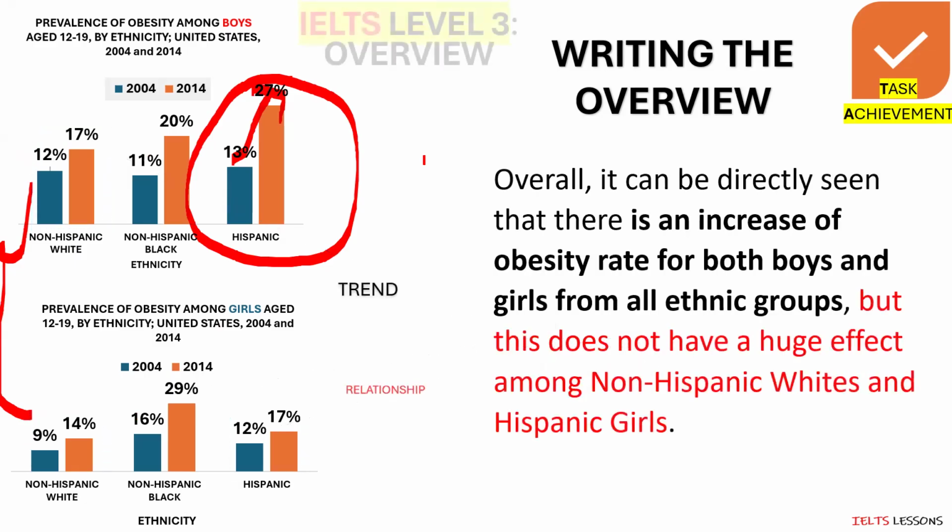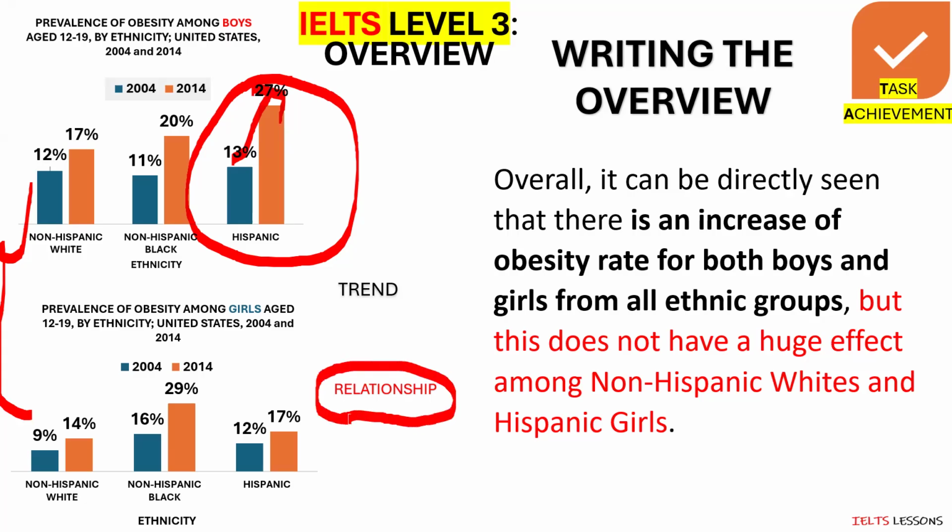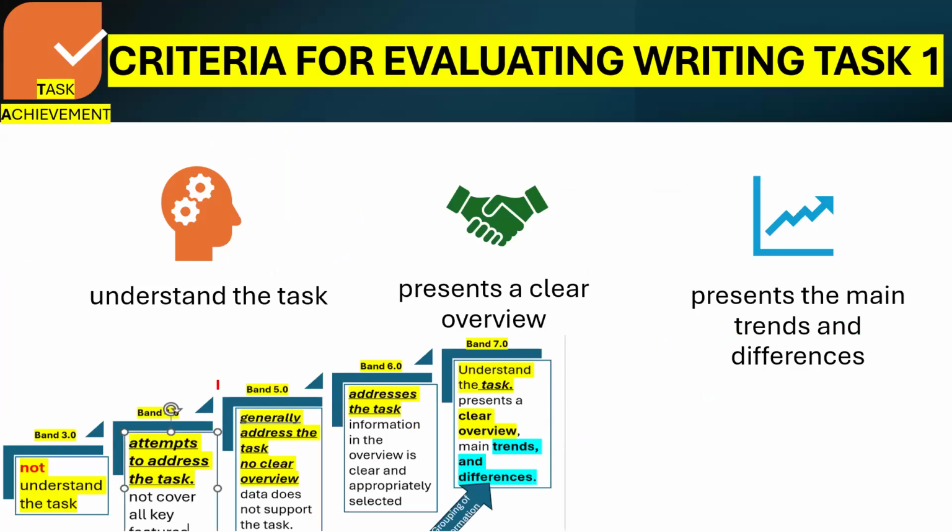Okay, so that is why in our overview, we can say overall, it can be clearly seen that there is an increase of obesity rate. That is the most obvious trend there. There is an increase of obesity rate for both boys and girls from all ethnic groups. But, for the relationship, that means the comparison, this does not have a huge effect among non-Hispanic whites and Hispanic girls. So it doesn't have much effect among non-Hispanic whites and Hispanic girls. That's how we present a clear overview.